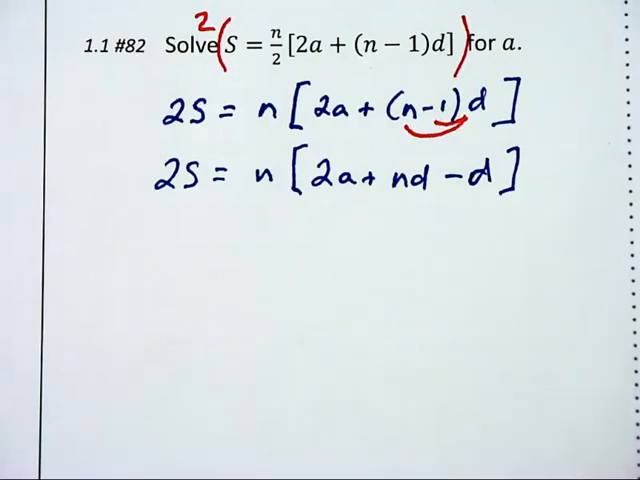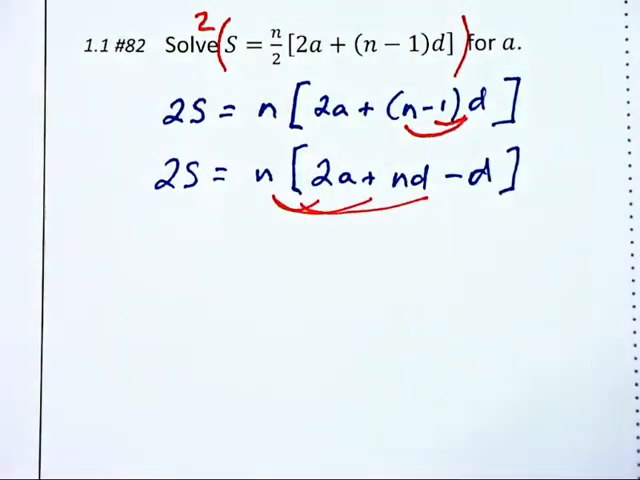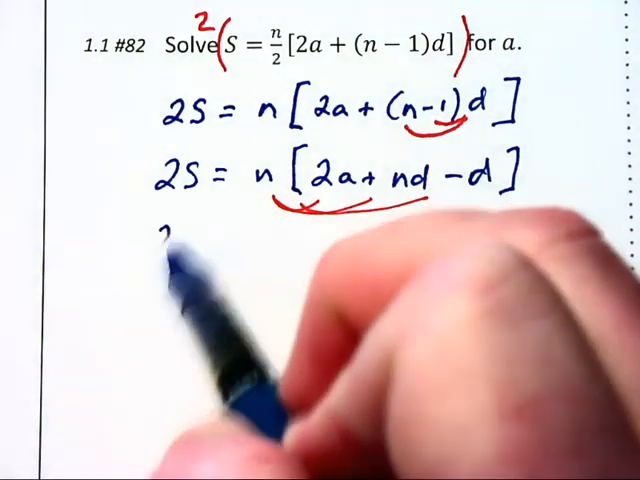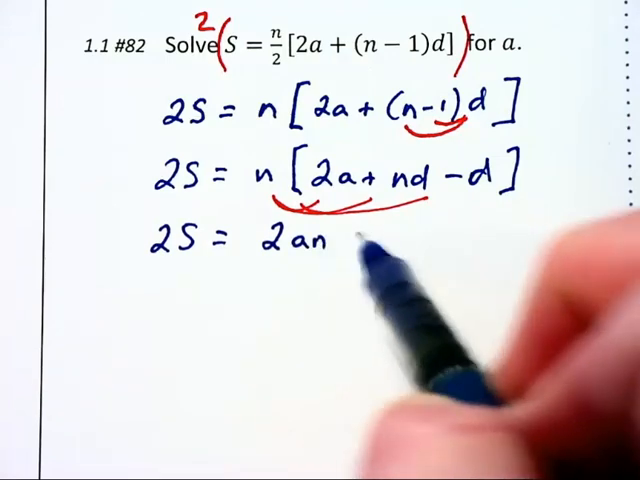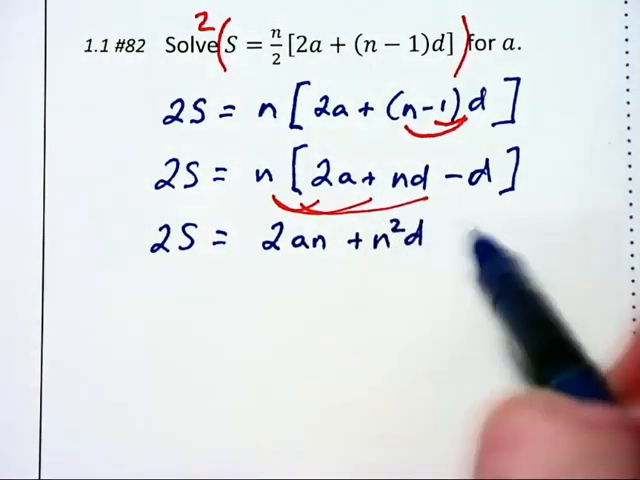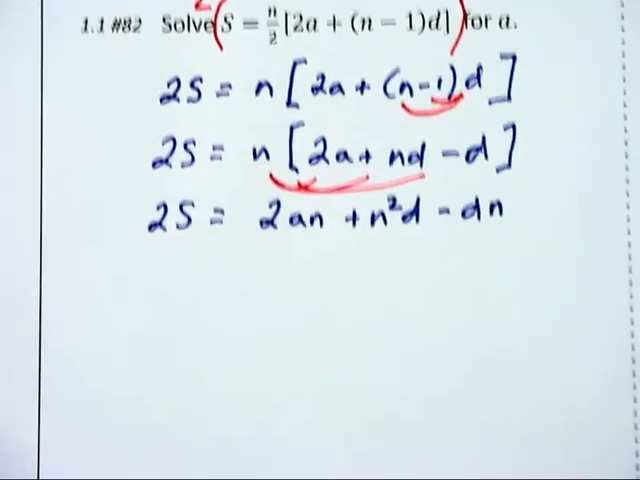Since we cannot combine like terms inside the bracket, let's distribute the n through to each term. This will give us 2s is equal to 2an plus n squared d minus dn. Okay, there are no more parentheses.